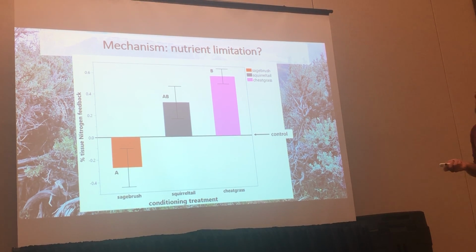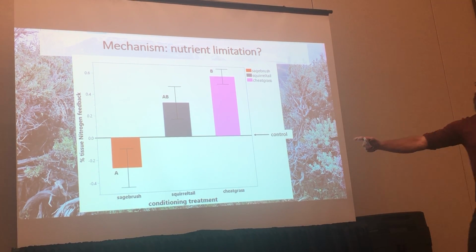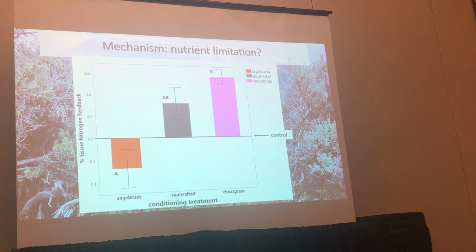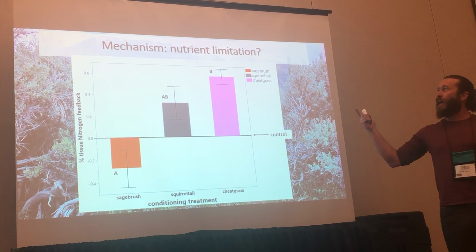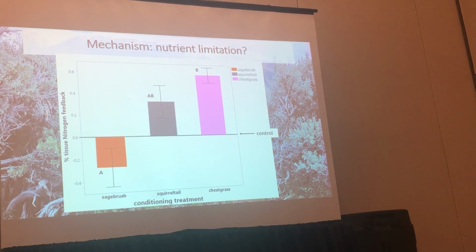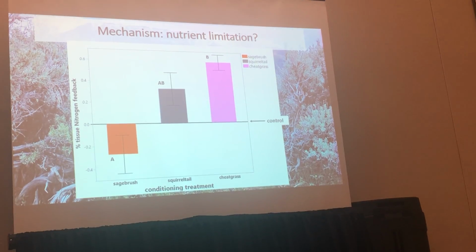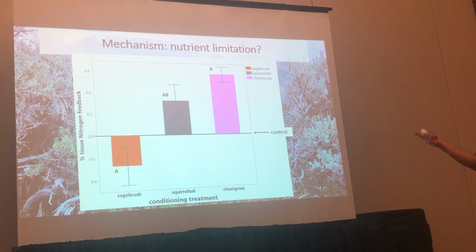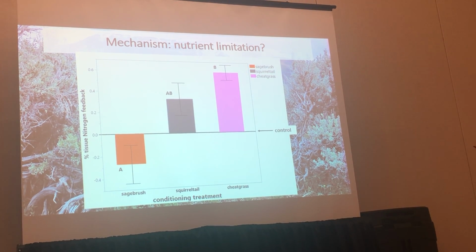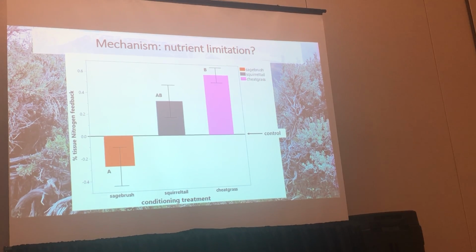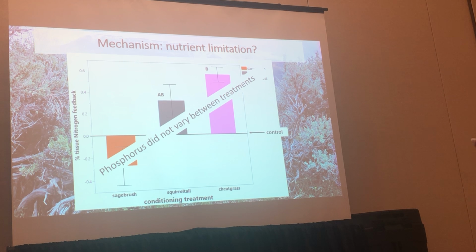Not that. Control 0, sagebrush actually had some limitation, less nitrogen got into the tissues after conditioning with sagebrush. But cheatgrass actually increased nitrogen content in the tissues. It's not actually that surprising. Cheatgrass has been found to increase nitrogen in the soil. But either way, we don't see the same pattern that we see with the feedback, suggesting that it's not a nutrient limitation story. Squirreltail is intermediate. And then phosphorus just was a boring graph, so I didn't put it up.